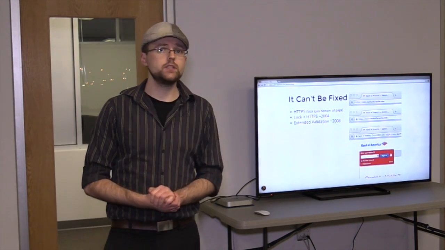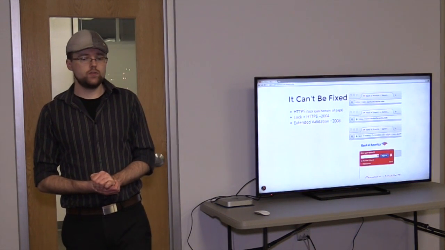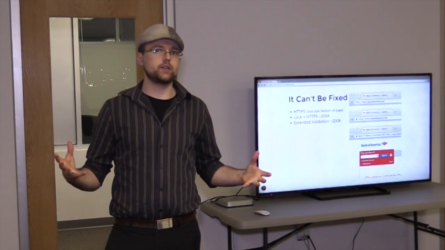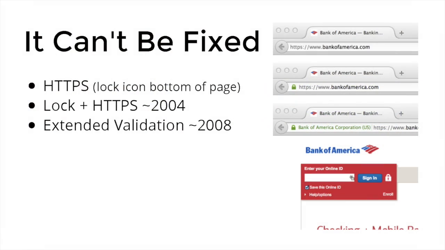So number one, the security model itself can't be fixed, right? We went from just showing HTTPS to showing a lock in the bar to finally extended validation, which was rolling out sometime in late 2008. This is a model that we've tried to patch a few times, but we know isn't working.